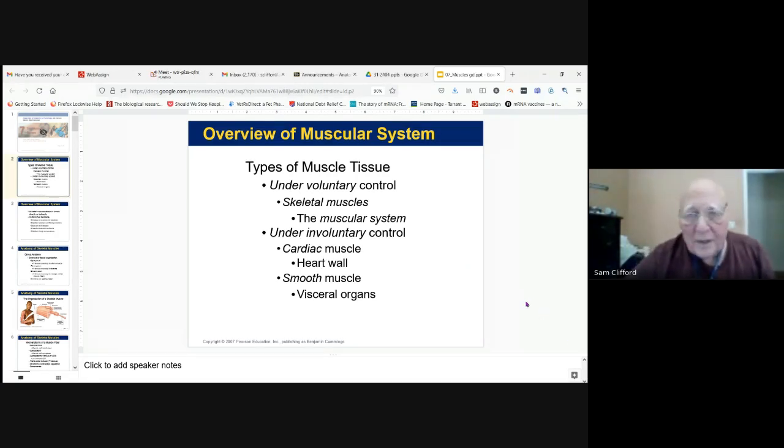Okay, so muscles are either voluntary, like skeletal muscle, and muscles otherwise are involuntary, like cardiac and smooth muscle. You don't have to do anything. Your heart beats automatically.